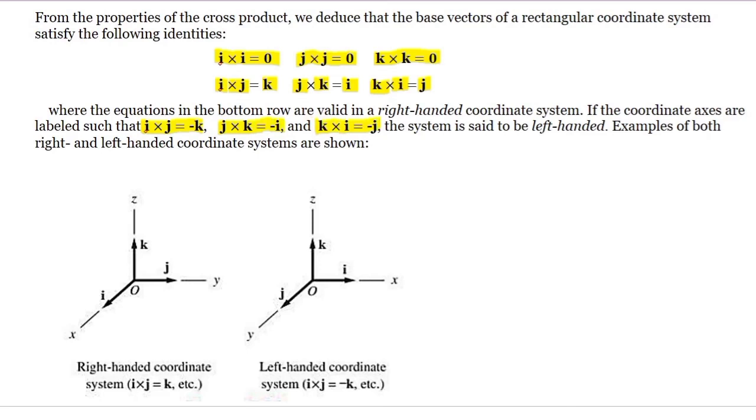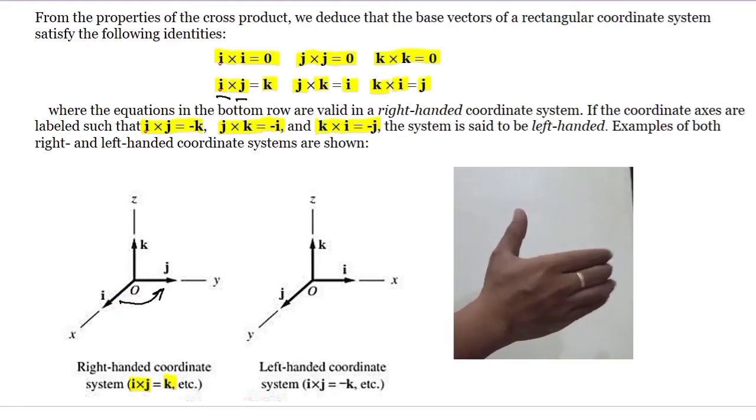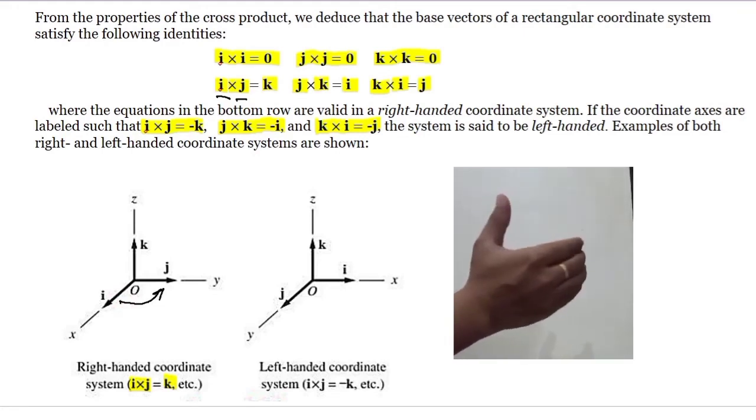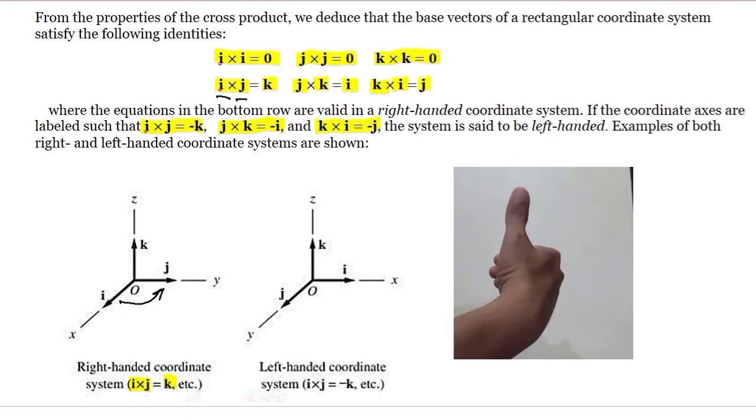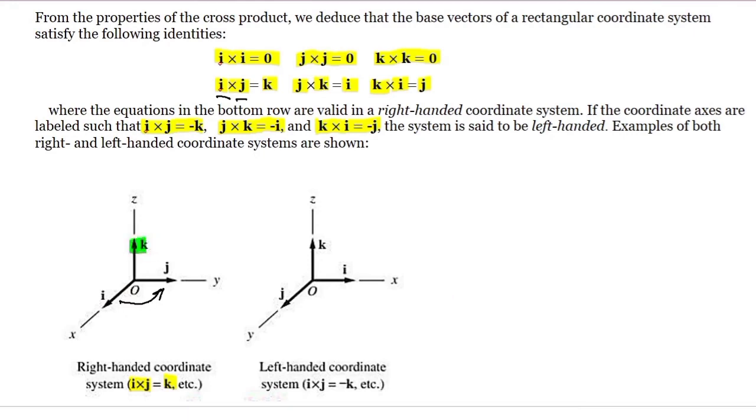Examples of both left-handed and right-handed coordinate systems are shown in the figure. So, titingnan natin dito paano nag-work yung right-handed coordinate system and the left-handed coordinate system. So, for the right-handed coordinate system, as you can see, for this I cross J, so galing ka ng I papuntang J. Yan. So, that's your angle. And in that case, gagamitin mo yung kanang kamay mo, no? So, galing ka ng I, iikutin mo yung angle papuntang J, wherein yung thumb is nakatutok dito kay K. And that is the cross product of I and J.